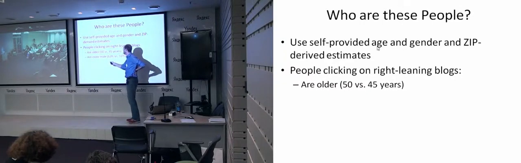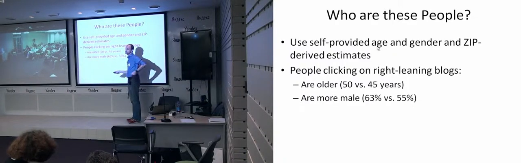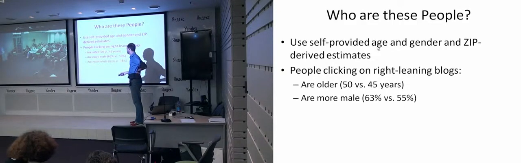They are more male, so if you read right-leaning blogs, you tend to be more male than if you read left-leaning blogs. Again, both sides attract people that are more male than the average user, because you're interested in political blogs. They're more white.